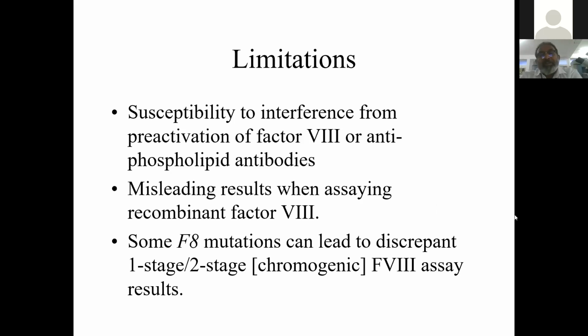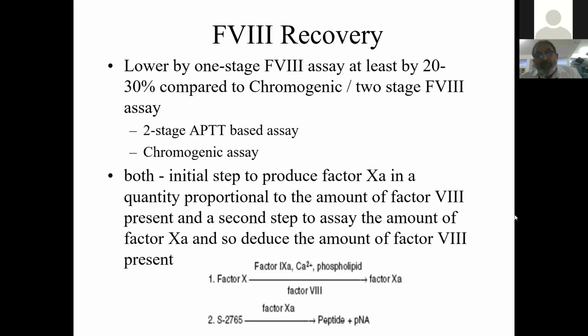Then, of course, there can be misleading results when assaying infused recombinant factor VIII. I'll come to that. And of course, there are certain factor VIII mutations which cause mild to moderate hemophilia A, which will be normal in the one-stage factor assay. But when we do the chromogenic assay, they will reveal the mild to moderate hemophilia, and these patients are symptomatic. They have symptoms of mild to moderate hemophilia. APTT is normal. One-stage factor VIII assay is also normal. But when we do a chromogenic assay, you find that they are mild to moderate hemophilia. So this is called the discrepant hemophilia. So that's where the chromogenic assay became very popular.